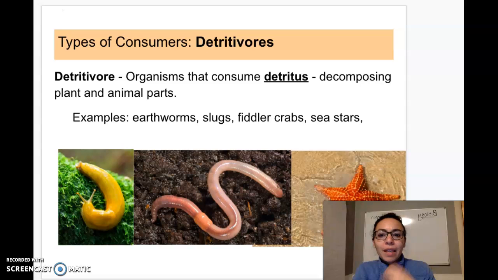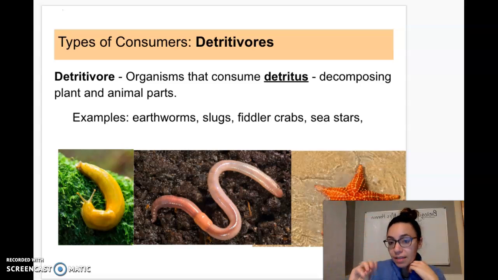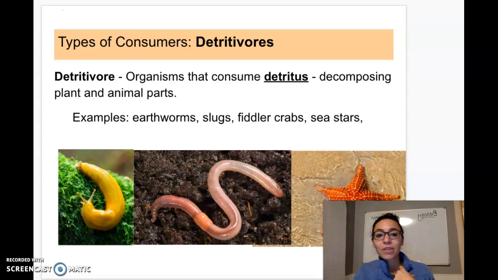And then lastly, the decomposers make detritus, detritivores eat that detritus. So they eat the partially decomposed plant and animal parts. So again, these guys are really important. Things like earthworms, slugs, certain crabs, starfish are all detritivores.